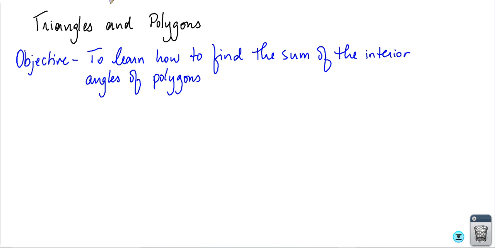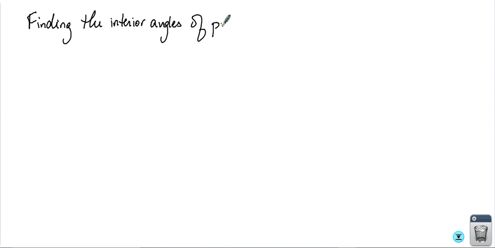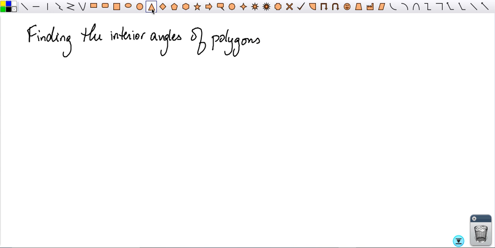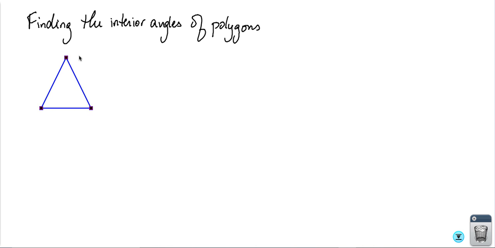And today we're going to talk about the interior angles, finding the interior angles of polygons. So let's start with something we're familiar with. I'm going to start with the triangle because we're familiar with a triangle. We have already made a triangle many times. So I'm going to have a triangle, just any triangle.